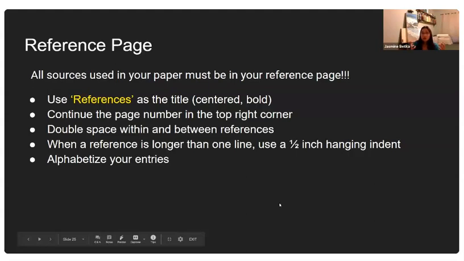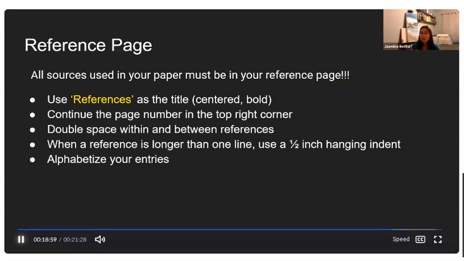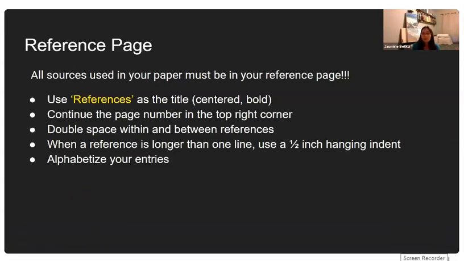So once you're all done with all of your paper, you're going to want to have that reference page. And this comes at the end, and all of your sources you use in your paper must be included in your reference page. So I'm not going to do a super detailed description of how to make a reference page, but I'm just going to give you kind of the formatting tips for it. So you're going to use references as the title, and it's going to be centered in bold. And like I said before, you want to continue that page number in the top right corner, and you want to continue that double spacing within and between your references.